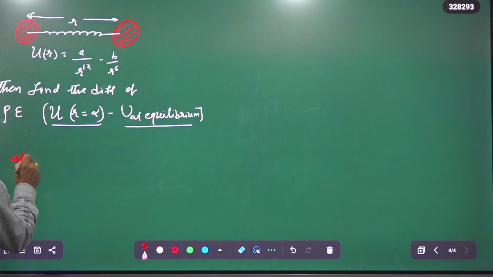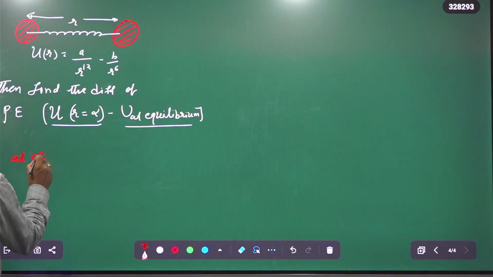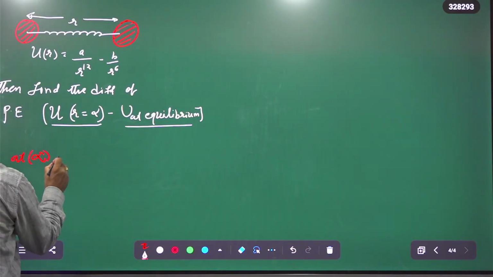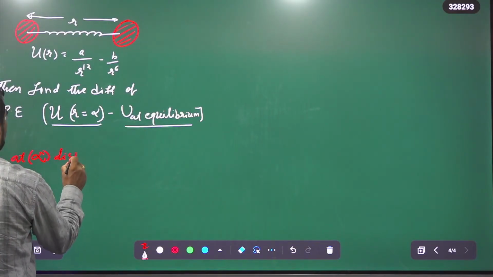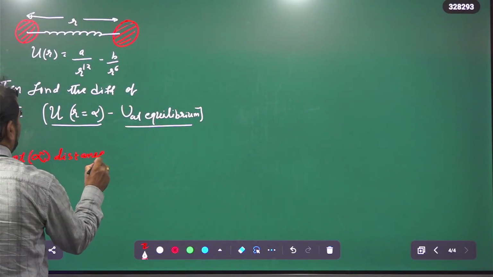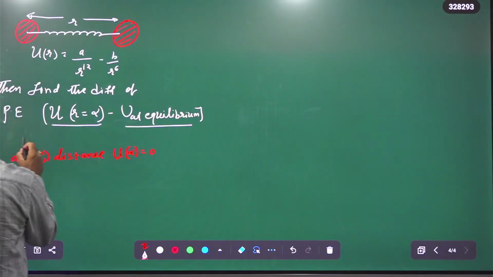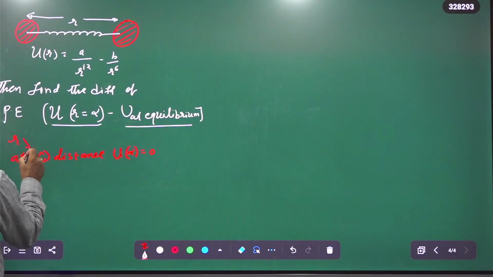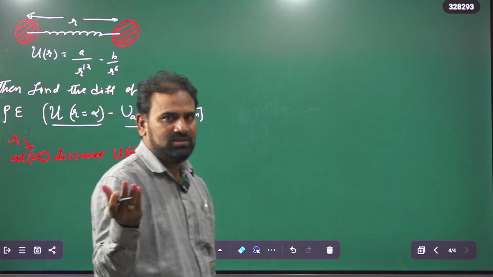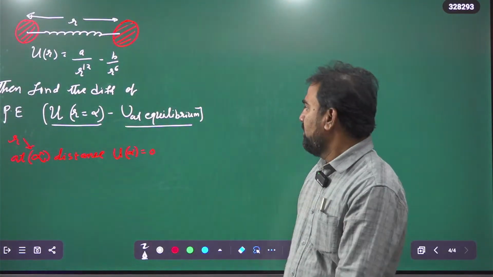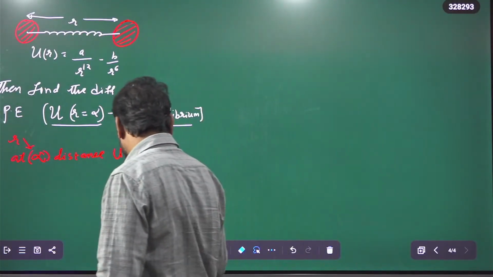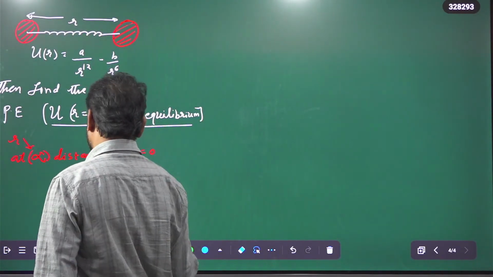At infinity distance, U of infinity would be equal to 0. When r is equal to infinity, U of infinity is 0. It is very clear: at infinity distance, the potential energy of the system is also 0. Already known. Next, we have to calculate the equilibrium condition.